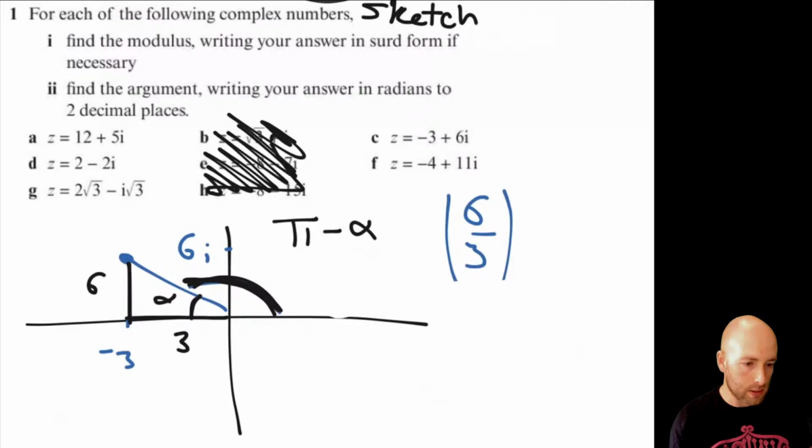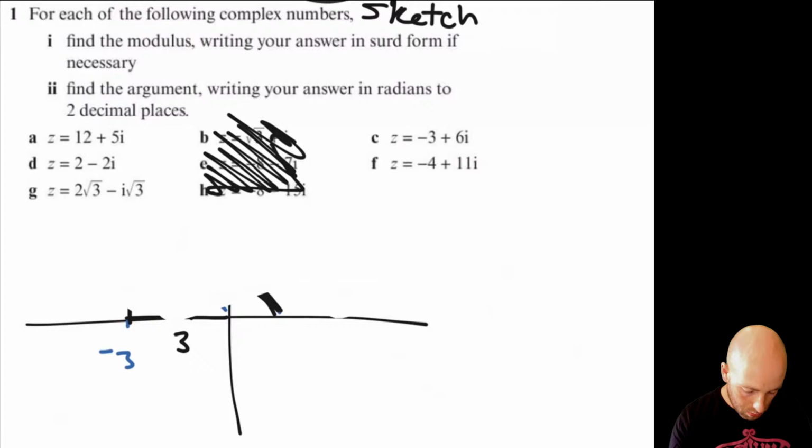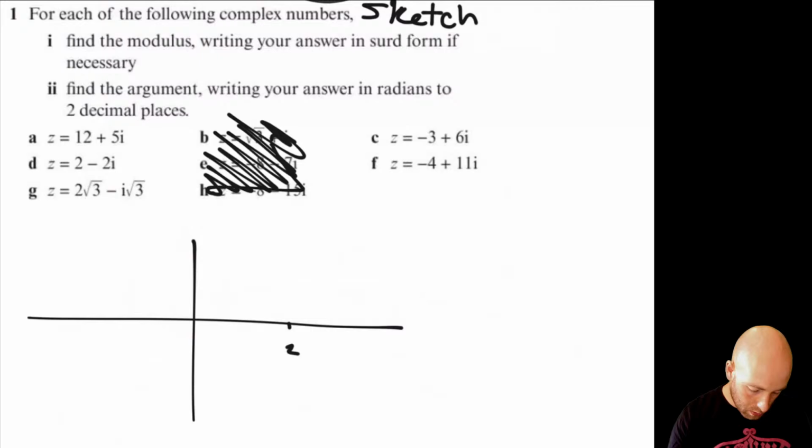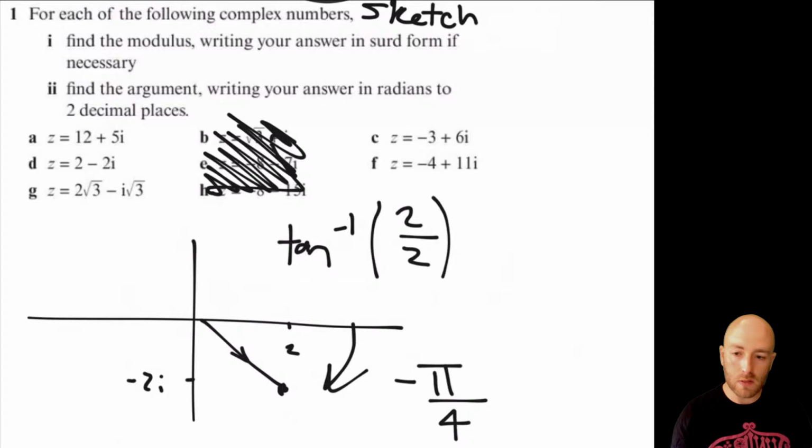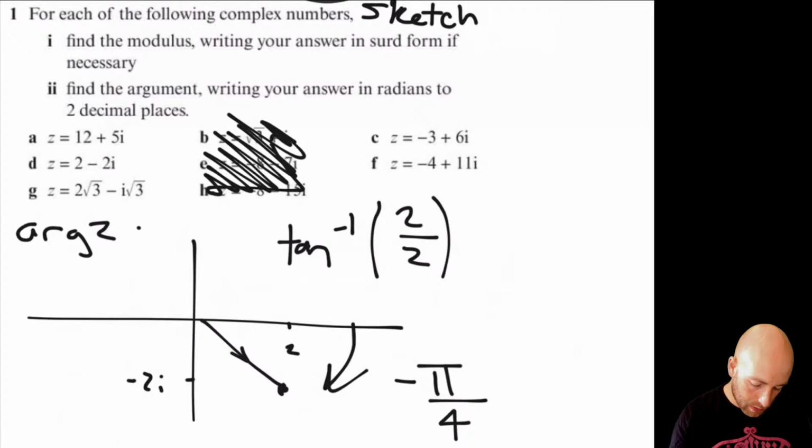Right, let's try the next one. So 2 minus 2i is going to be here. So I'm going to use tan to the minus 1 of 2 over 2, which is 1, which is going to be, I think, pi by 4 for this one. Shift tan of 1. Yeah, pi by 4. So my answer is going to be minus pi by 4, because I'm in this quadrant here. So arg z is minus pi over 4. My modulus is going to be 2 squared plus 2 squared, which is 4 plus 4, so it's going to be root 8. So my modulus is going to be 2 root 2.